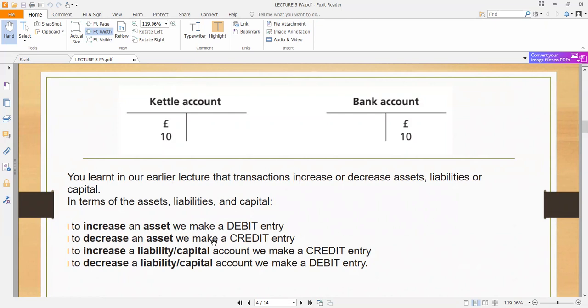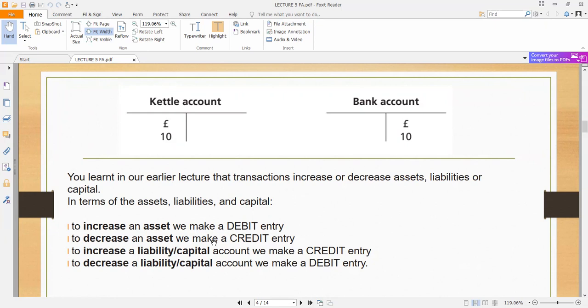Now, to decrease that asset, we make a credit entry. If we sell that item, we sell that car, now it becomes a credit because our bank account will receive money. Further, to increase a liability or capital account, we make a credit. So for us to start a business, we make a credit. The amount is credited. You borrow money, so your amount is credited. When you receive a message from the bank, they normally say your account has been credited with so much.